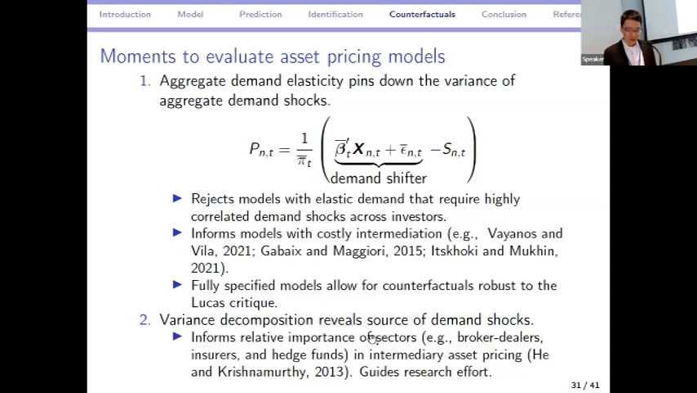The variance decomposition that I showed you reveals whose demand shifts are causing prices to move. Is it BlackRock? Is it Fidelity, or lots of smaller funds? So we can really understand what the sources of volatility in financial markets are. Which investors: is it broker dealers, insurers, hedge funds? And which markets are causing prices to move? This can guide research in intermediary asset pricing.